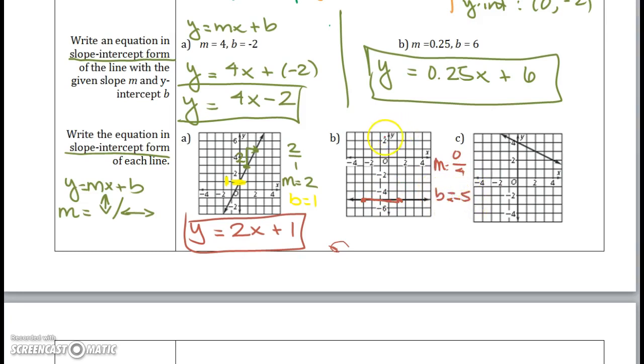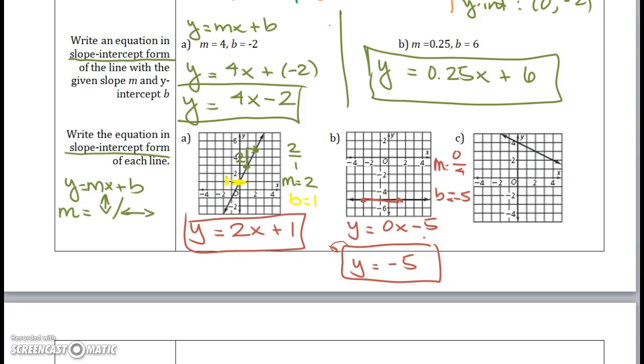Remembering that y-intercept is just where it crosses the y-axis. So what does that mean? Y equals 0x minus 5? Not really. What's 0 times x? Negative 5. I'm sorry, 0. And then 0 minus 5 is just negative 5.